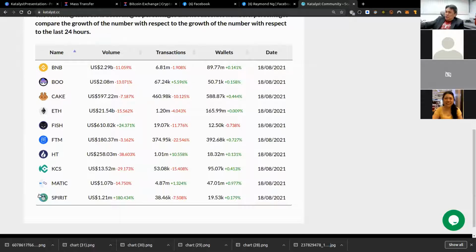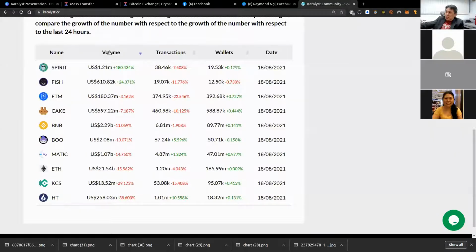So now you look at here, I actually crafted this search according to my need. When you look at this table, if you search according to volume, then you see Spirit, Fish, Phantom. As far as volume is concerned, Phantom is actually third, but it's still red in color. That means there is a decrease of volume. Finance is decreasing in volume, and this one is in terms of percentage. This one, of course, there's an absolute amount here.